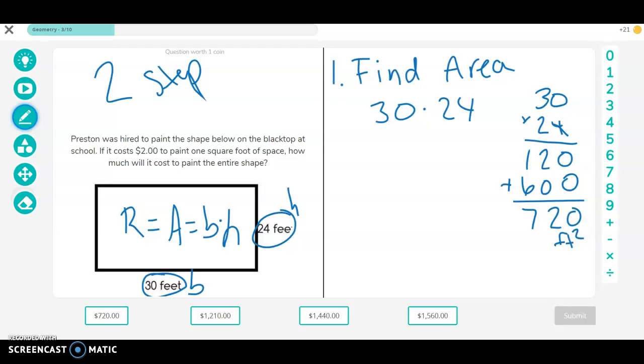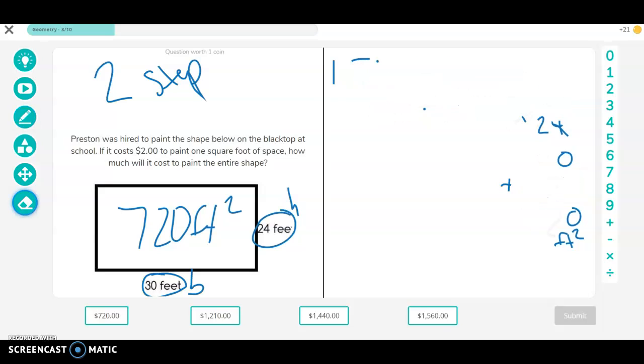Okay, I'm going to write that in here. That's important. So step 1, find the area. Got it. Step 2 is to now take that $2 times your entire square foot.